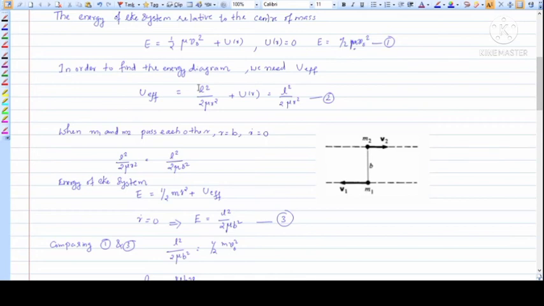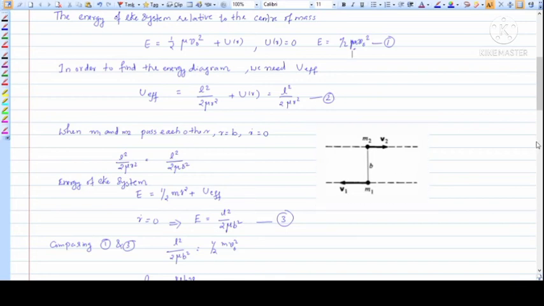So coming to this point, in order to find the energy diagram, now we have to plot an energy diagram for the system. We need the effective potential, and we know that the expression for effective potential is L square by 2 mu R square plus U of R. And as we said earlier, U of R for non-interacting particles is 0. Therefore, U effective potential is equal to L square by 2 mu R square. Put it as equation number 2.